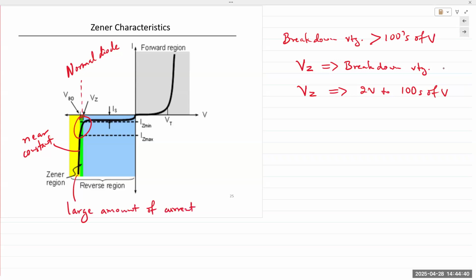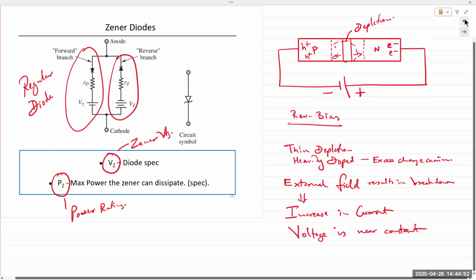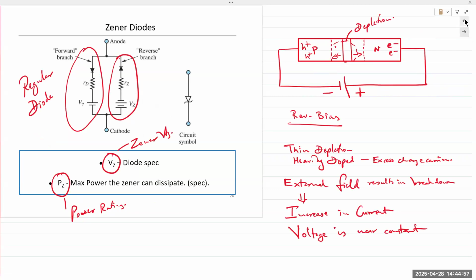A large amount of current starts flowing through the diode itself in breakdown. So if current increases and the voltage remains near constant, then we can represent or model that Zener diode as a constant voltage source, because it is providing a constant voltage at the output. And hence the model in the reverse branch is a constant voltage source.